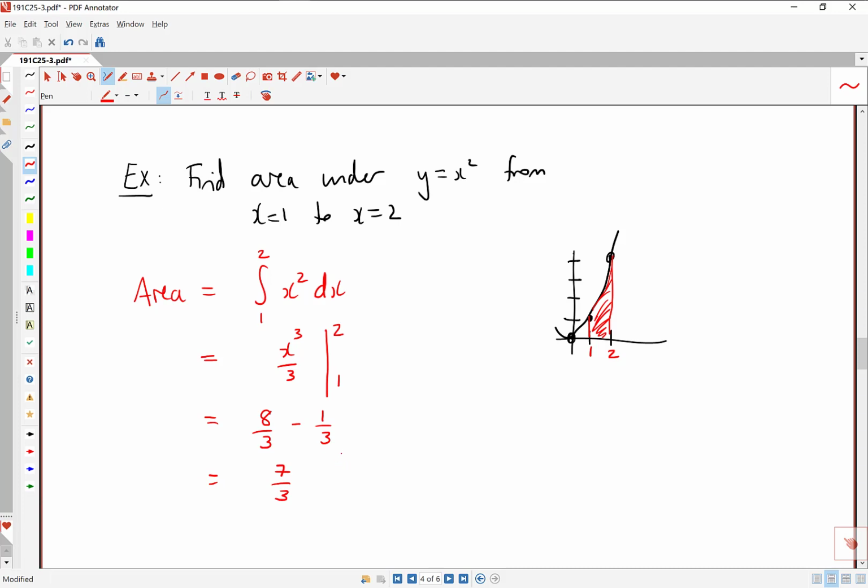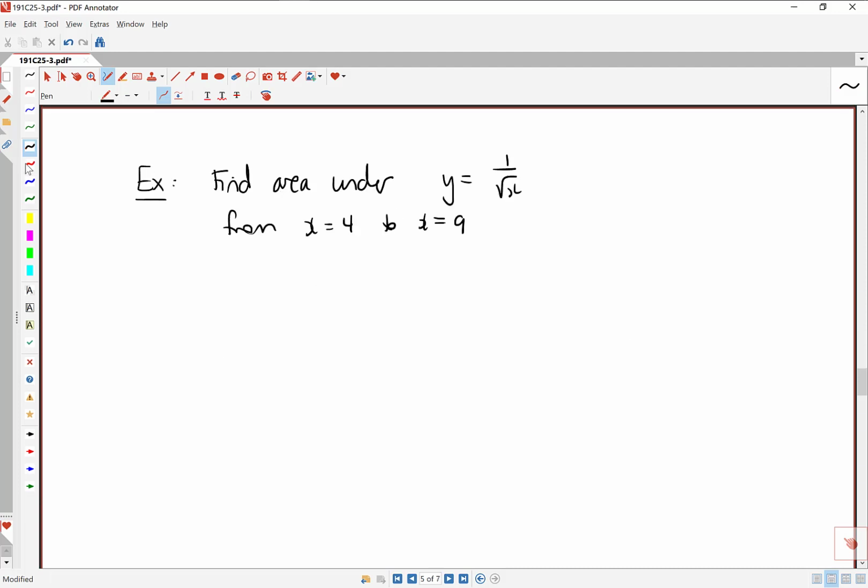And I would say that seems reasonable according to our sketch. We said that area looks like it's going to be 2 or 3 units. So 7/3 fits right into that range nicely. So let's try one more area calculation.